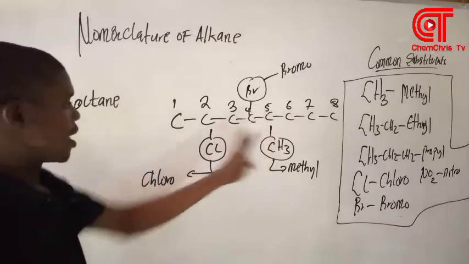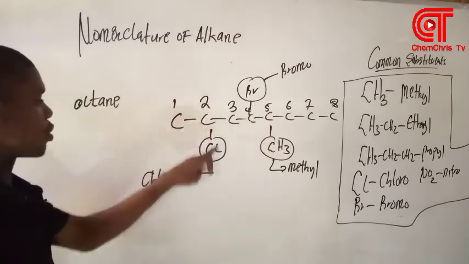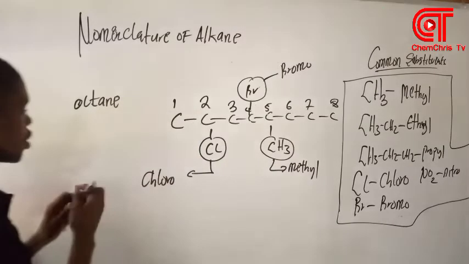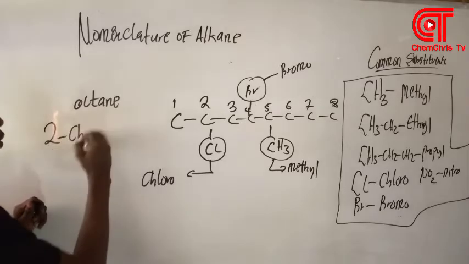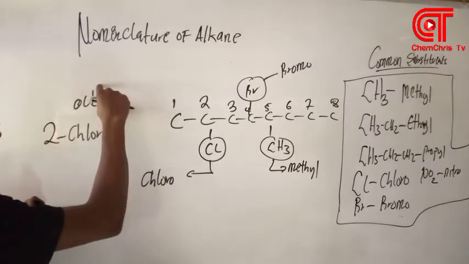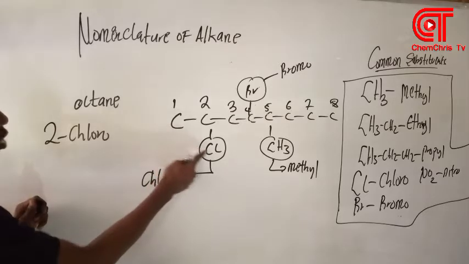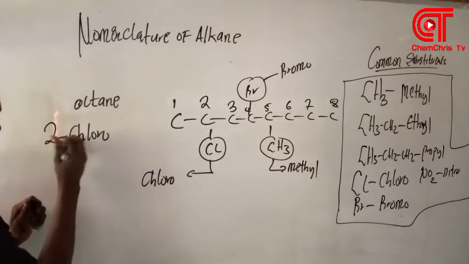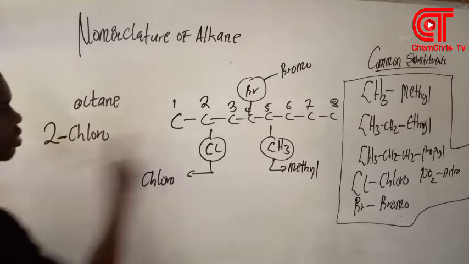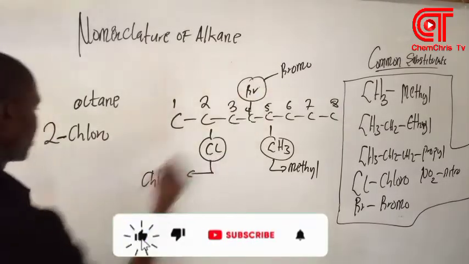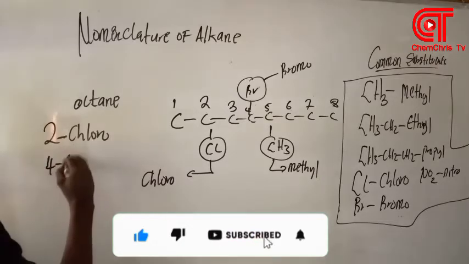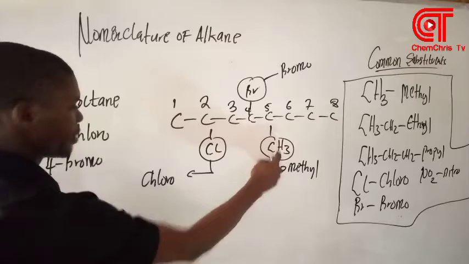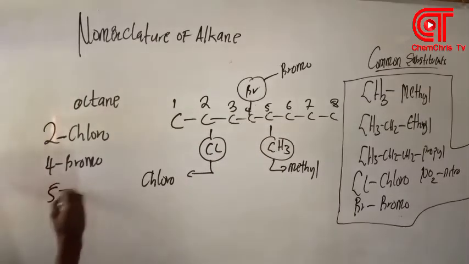If you look at the positions, at carbon number 2, I have chloro. Remember, numbers and alphabets are separated by a hyphen here. So we write 2-chloro. Chloro is at carbon number 2, that is called 2-chloro. Numbers and alphabets are always separated by this hyphen. It's very, very important. Carbon number 4 carries bromo, so 4-bromo. Then carbon number 5 carries methyl, so 5-methyl.